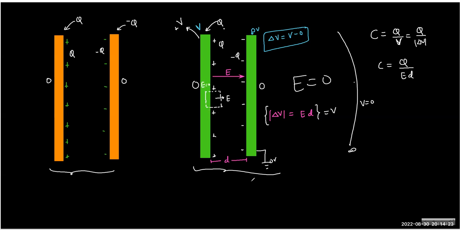So what is the E value? So E dA, let's call dA the surface area. The flux through the Gaussian surface is how much? You can see this is the Gaussian surface. What is the flux? Can we say E dA?